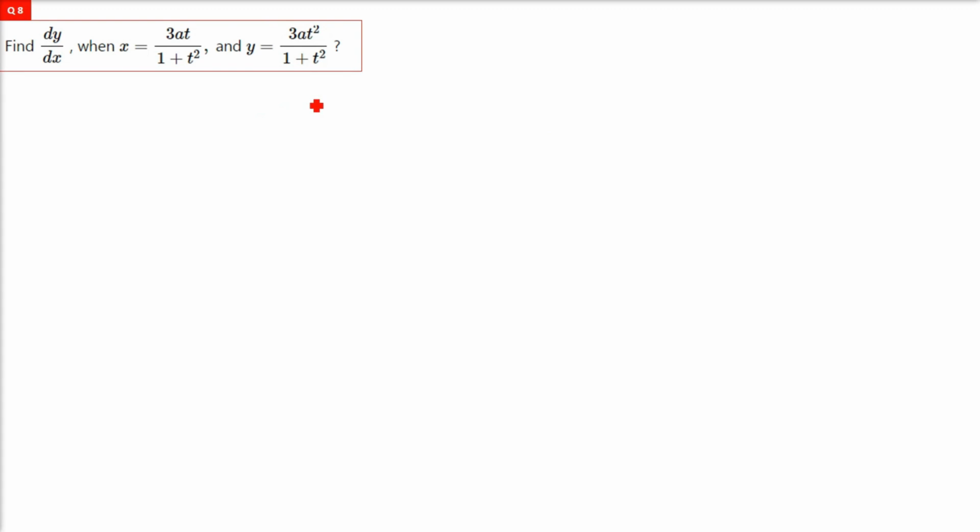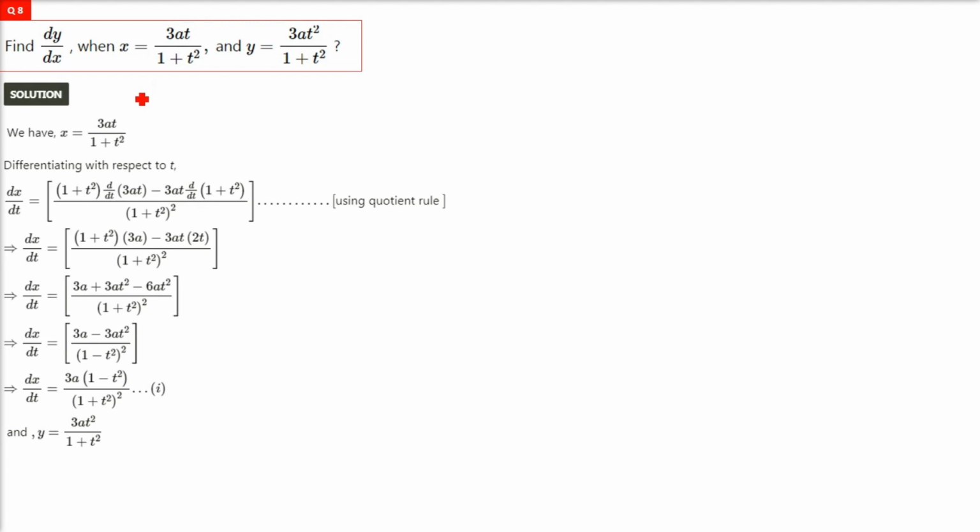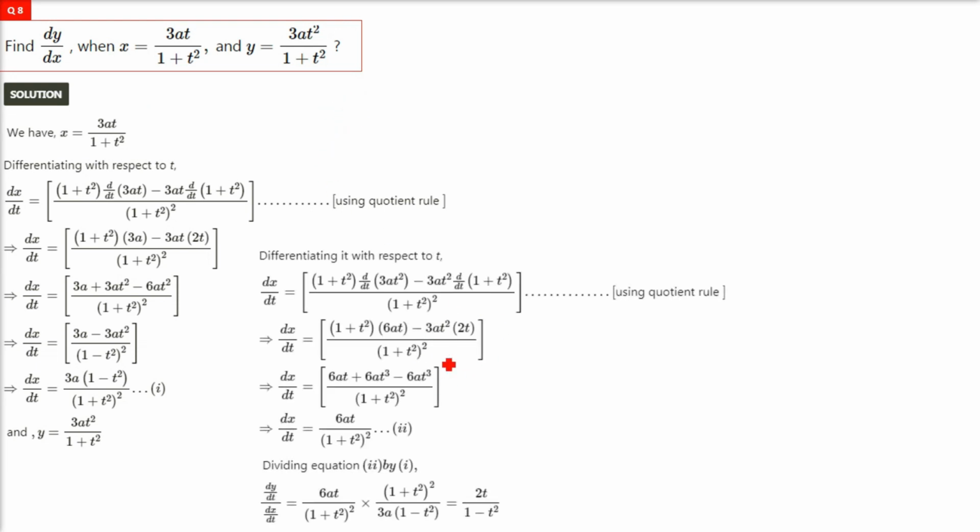Same thing here. How are you going to go about it? Take x, y, differentiate: dx by dt, dy by dt, divide it, you will get the answer. If you want to do it by yourself, you can just go ahead. Let us solve it now.